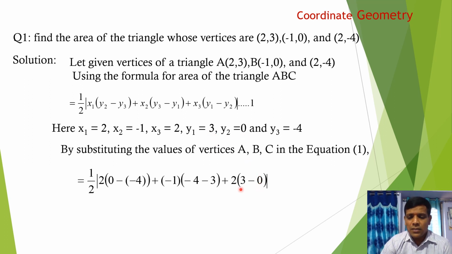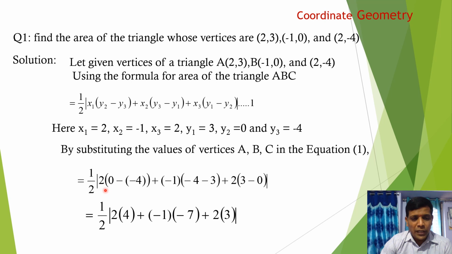That's the first step. Next step: half into 2 into (0 minus of minus, which becomes plus) so 0 plus 4 we get 4, plus -1 into (-4 minus 3), we get -7. -1 into -7 gives +7, plus 2 into (3 minus 0), which is 3.